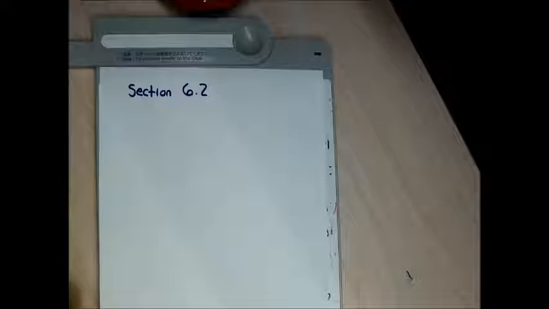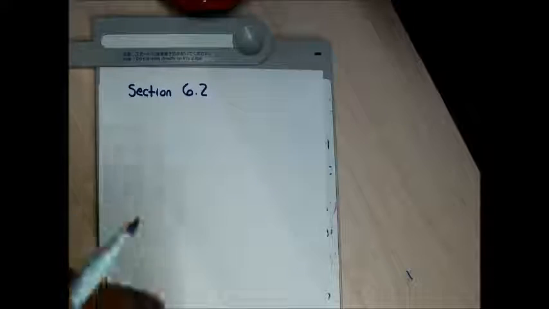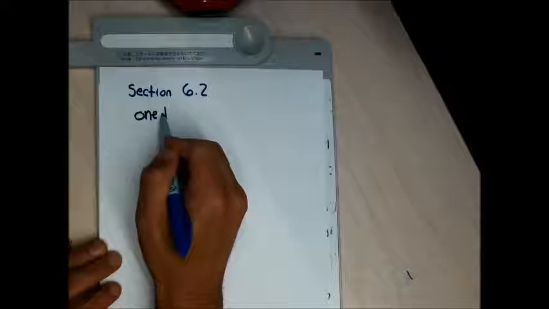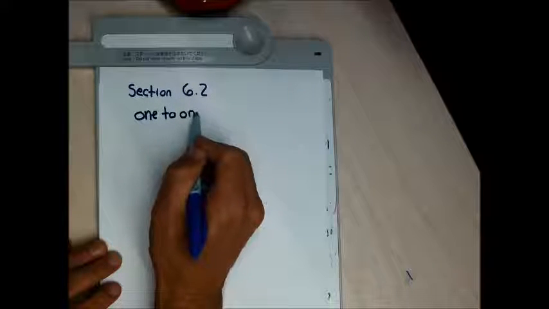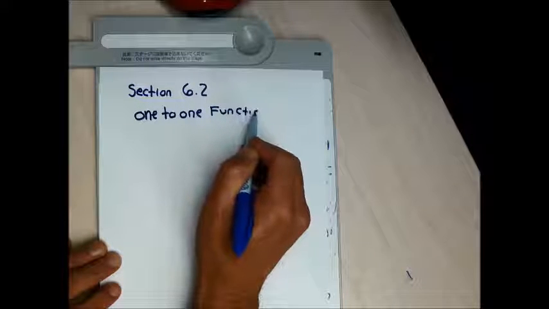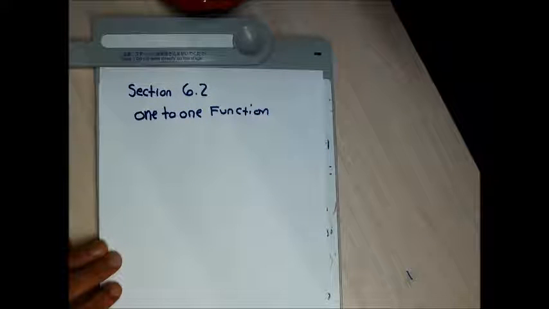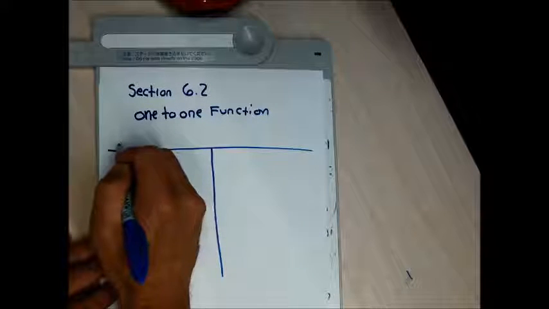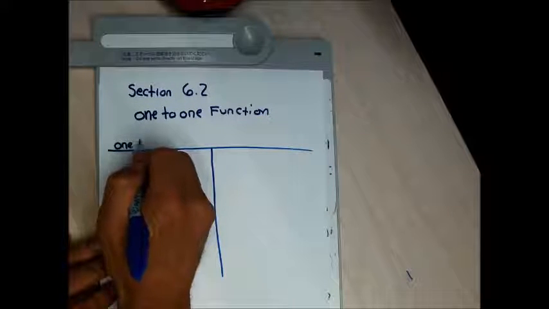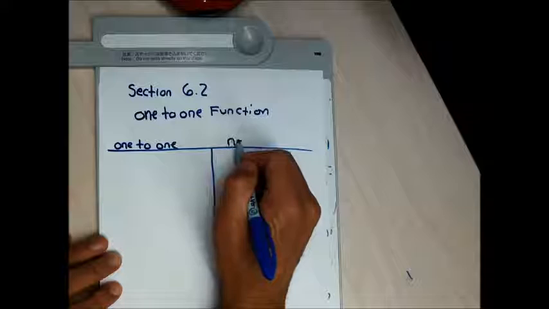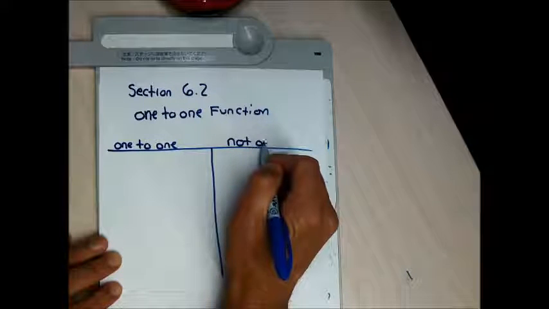Before I jump into the problems for section 6.2, I should probably introduce a topic or an idea called one-to-one functions. It's a pretty simple idea, but probably should try to define it. So a function is either one-to-one or not one-to-one. And I should maybe just make a little table here. So this would be a characteristic of a one-to-one function. I'll put them in the left column. And then characteristics of a not one-to-one function.